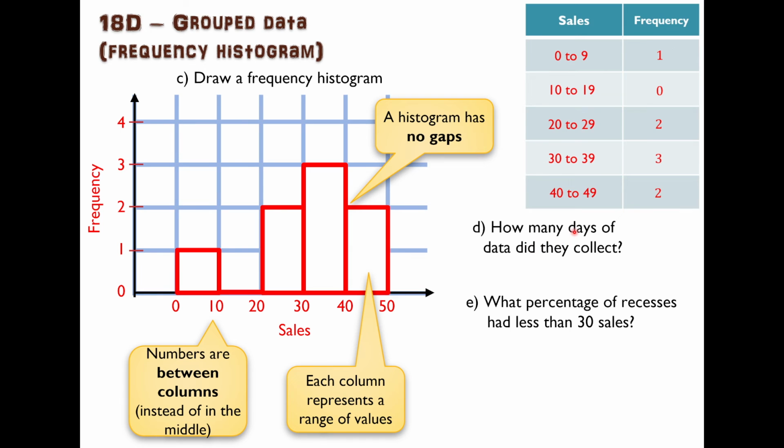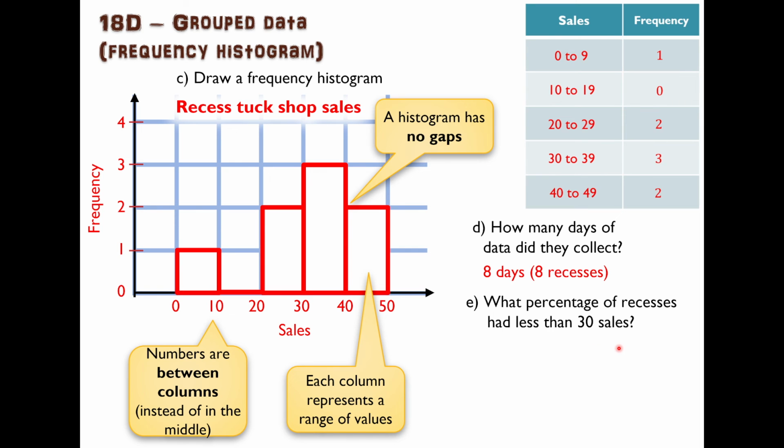We have another question. How many days of data did the tuck shop collect? And yes, you can go back to the original data. Remember there were, I think, 8. But with a histogram, if you want to find out how many data values were collected, you can add up the heights of the columns. This is 1 plus 0 plus 2 plus 3 plus 2. Add up. 1 plus 2 is 3, plus 3 is 6, plus 2 is 8. So we have 8 days, 8 recesses of data. I also almost forgot that a graph should always have a title as well. So it's got a title at the top and a title for each axis.